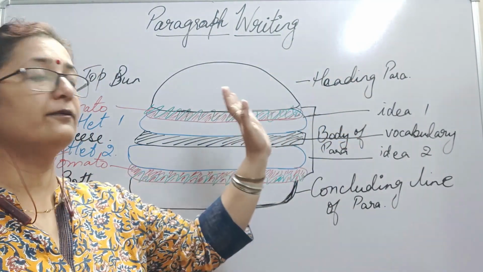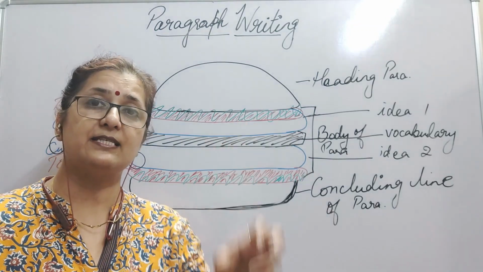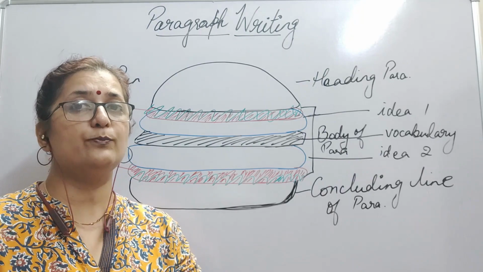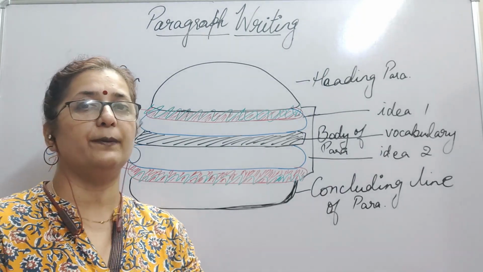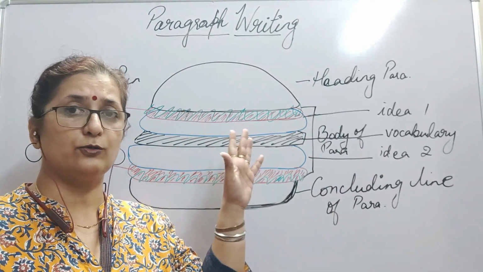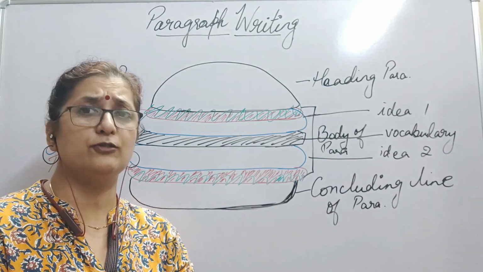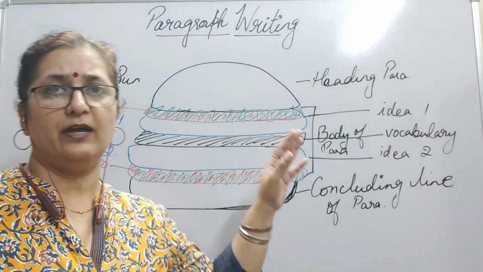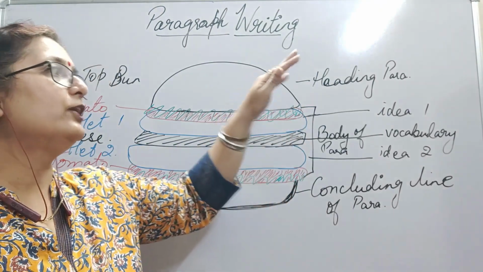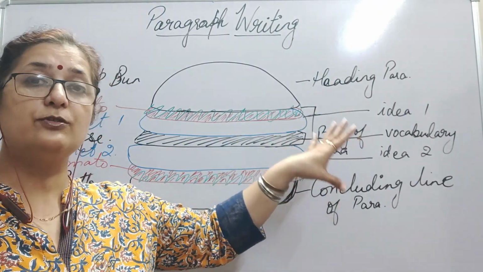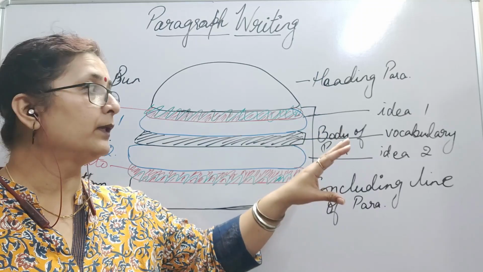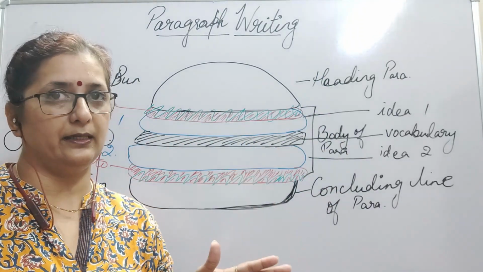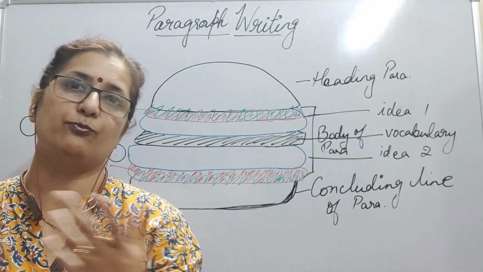Idea 1, in that it has to be all related. These sentences that we put in the paragraph, the body that we make of the paragraph, have to be related to the topic that is being talked about. Suppose you're talking about a dog. Write a paragraph on a dog. So whatever your heading related to the dog is, your ideas and concepts in all those sentences have to be related to the dog only. It cannot be something about a lion that you bring in between.